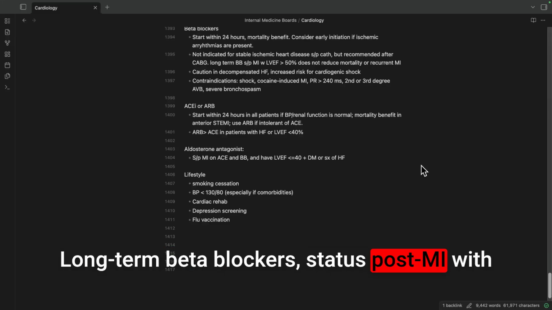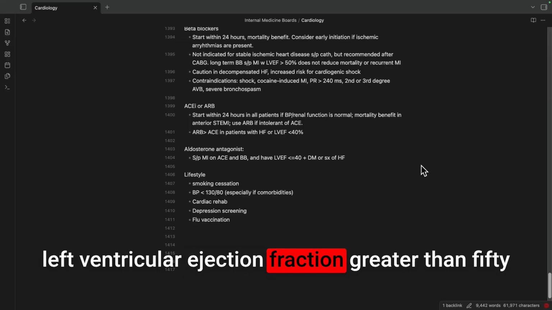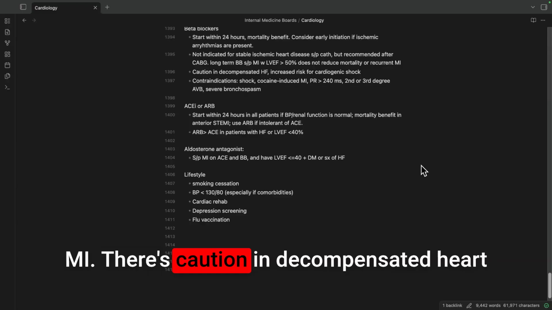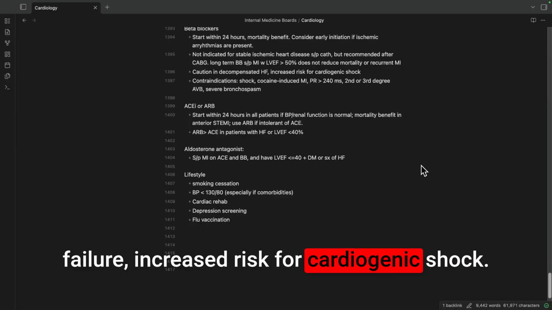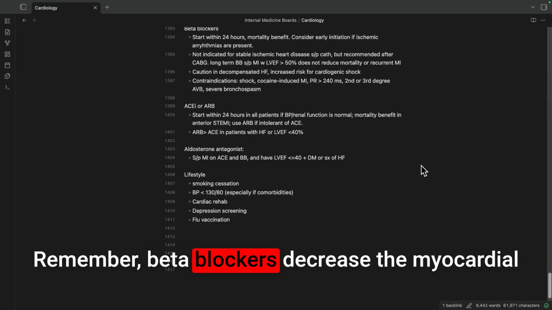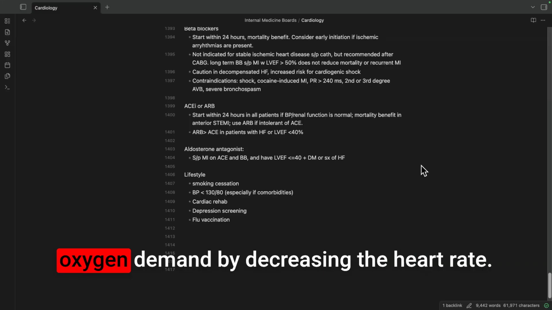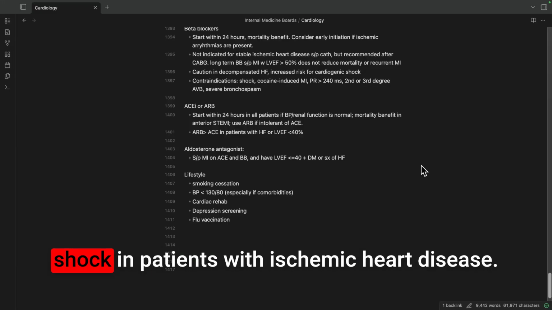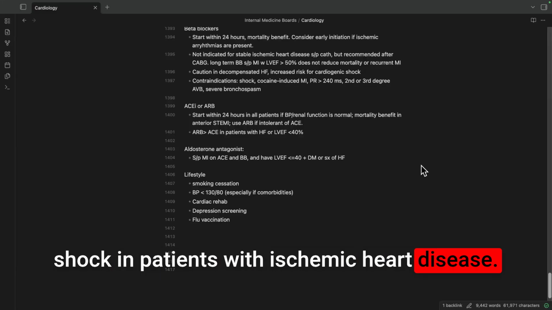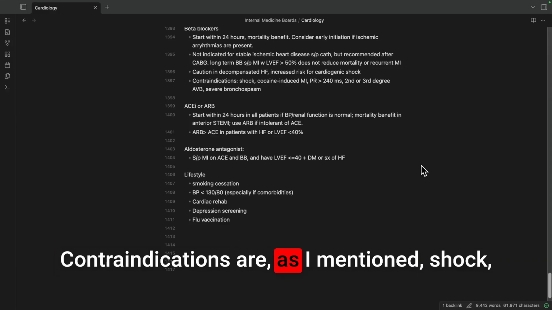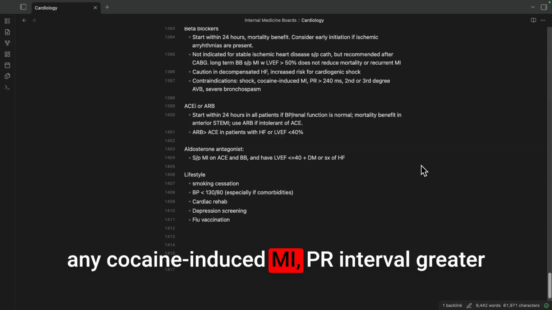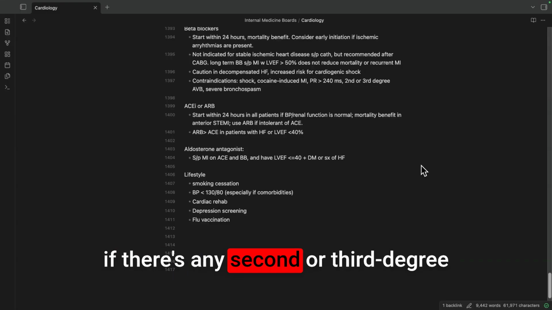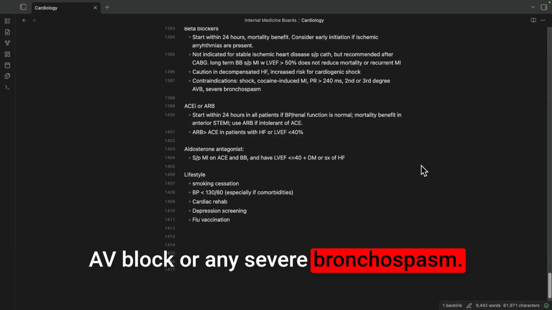Long-term beta blockers status post-MI with left ventricular ejection fraction greater than 50% does not reduce mortality or recurrent MI. There's caution in decompensated heart failure, with increased risk for cardiogenic shock. Remember, beta blockers decrease the myocardial oxygen demand by decreasing the heart rate. So this can increase the risk of cardiogenic shock in patients with ischemic heart disease. Contraindications are, as I mentioned, shock, any cocaine-induced MI, PR interval greater than 240 milliseconds, any second or third degree AV block, or any severe bronchospasm.